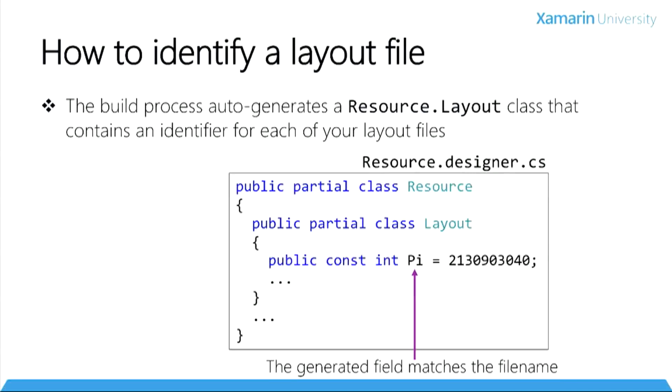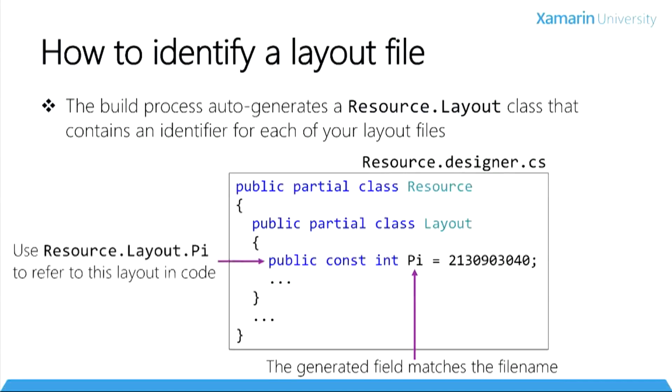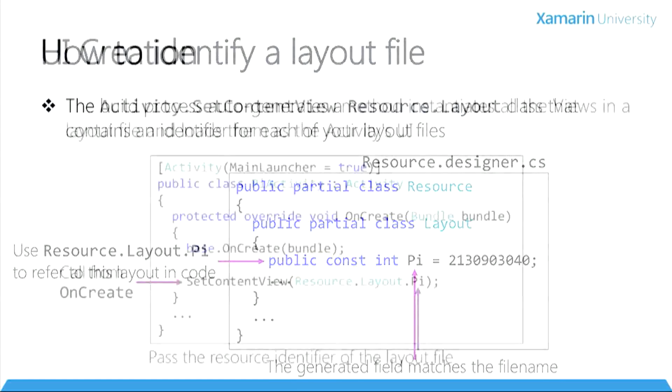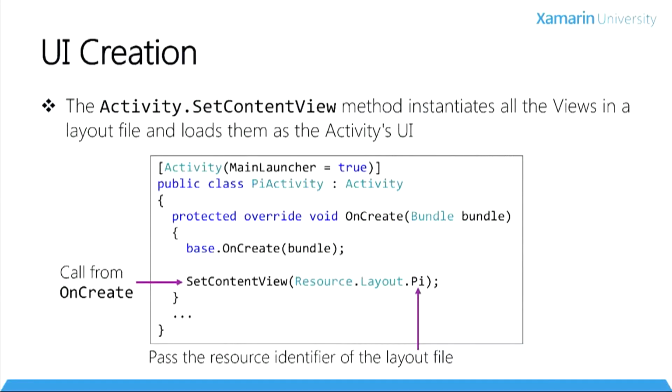The nesting structure there, resource layout, almost matches the folder structure. And in your code, you use the symbolic constant resource.layout.py to identify your layout file instead of trying to use the file name. This in fact is a really nice convenience. So now we know how to identify our layout file.